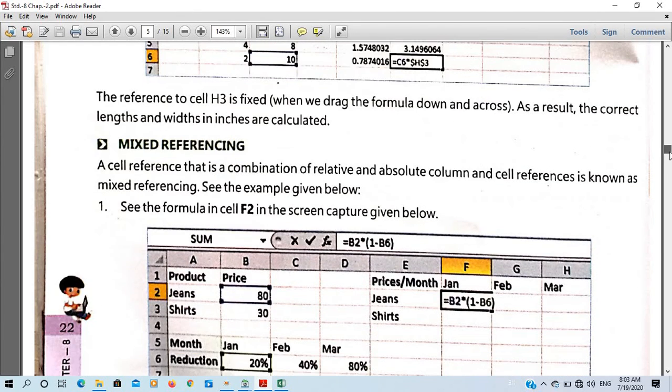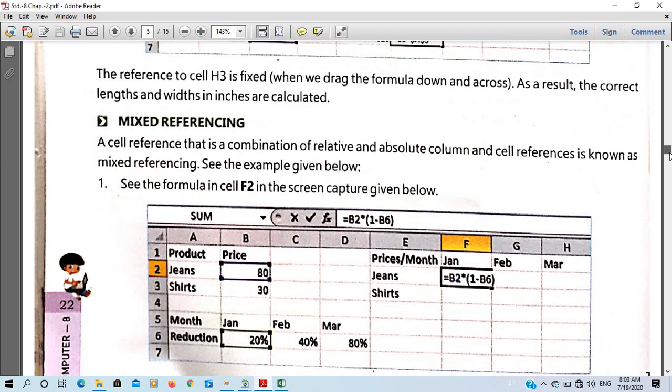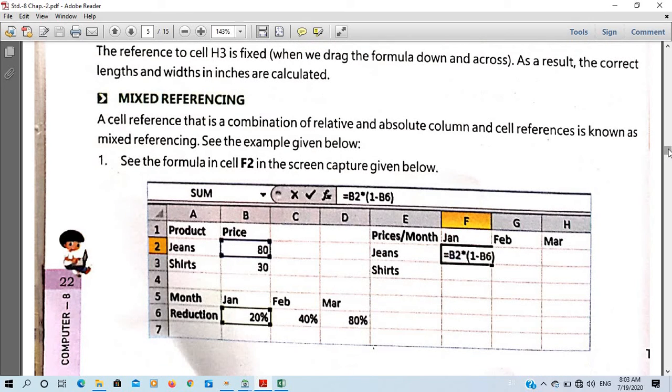Now let's see another type of cell referencing, that is mixed cell referencing. Mixed cell referencing is a type of cell referencing in which we use both types of referencing, relative cell referencing and absolute cell referencing. You can define it in a very easy way. If you know absolute and relative, then simply you say mixed cell referencing is a combination of relative and absolute cell referencing.